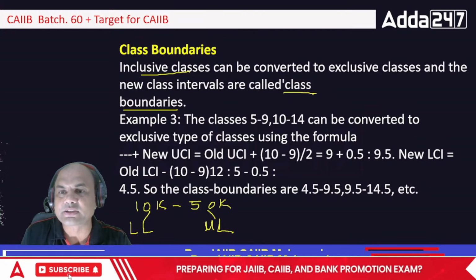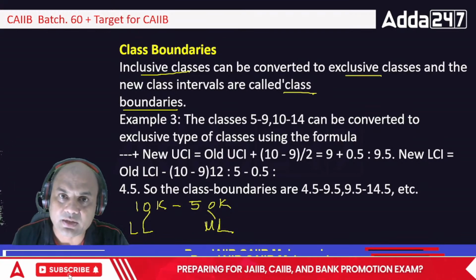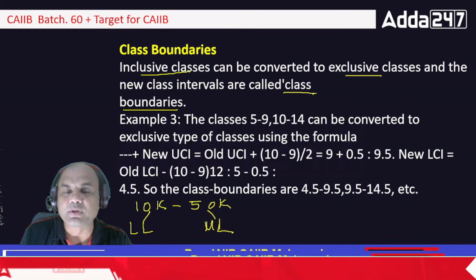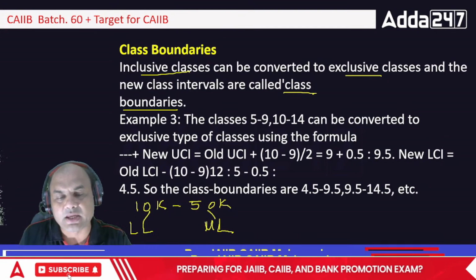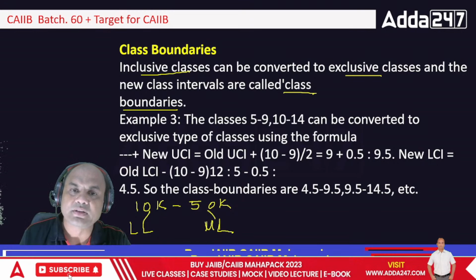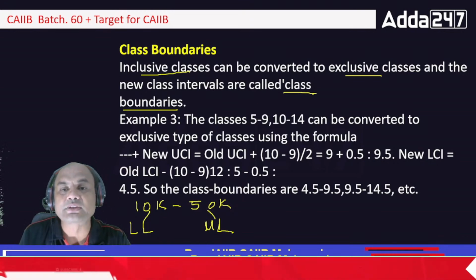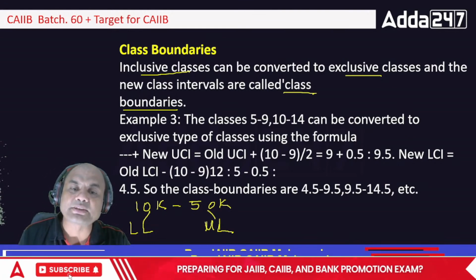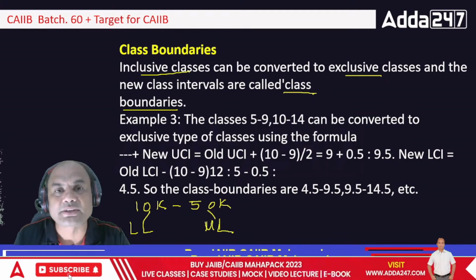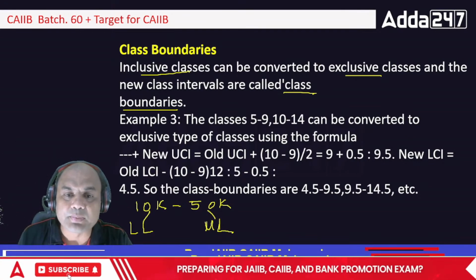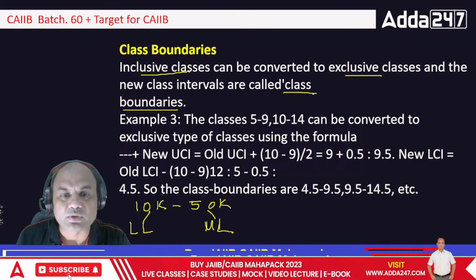Now what is mentioned over here? Inclusive classes and exclusive classes. This is an important term in your exam. Suppose I include the lower limit of 10,000 and the upper limit also in my calculations in this class, then it's called an inclusive class. Suppose a person has a salary of exactly 50,000. That person will be placed in this class only. Then it is called inclusive.